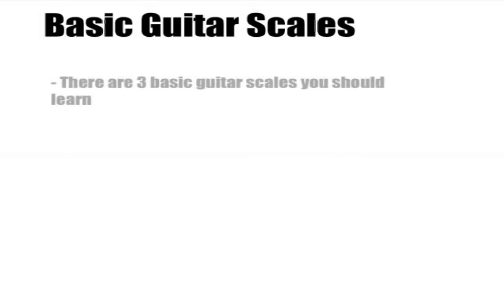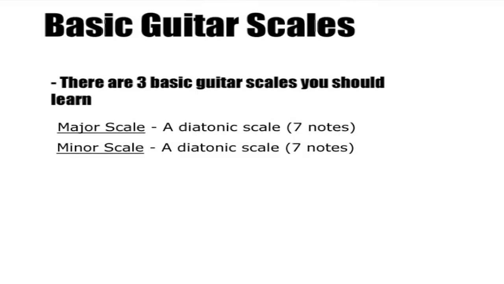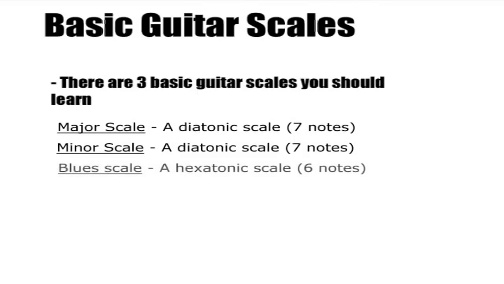In this lesson we're going to be looking at the basic guitar scales that you need to know as a beginner. And we're going to be focusing on the blues scale. There are many different types of scales that you can learn. The three basic ones, however, are first of all the major scale, which is diatonic and has 7 notes, the minor scale, which is also diatonic and has 7 notes, and finally the blues scale, which is hexatonic and has 6 notes.